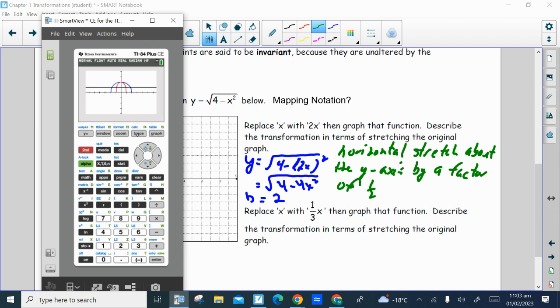I'm going to go second function trace, number 5 for intersect. My first curve will be my first equation, right? Y equals 4 minus the root of 4 minus x squared. So I can hit enter. That's my first equation. But my second curve has to be the line y equals 1. There we go. So I hit enter and enter, and the point of intersection is where x equals 1.7320, and it's a long decimal.